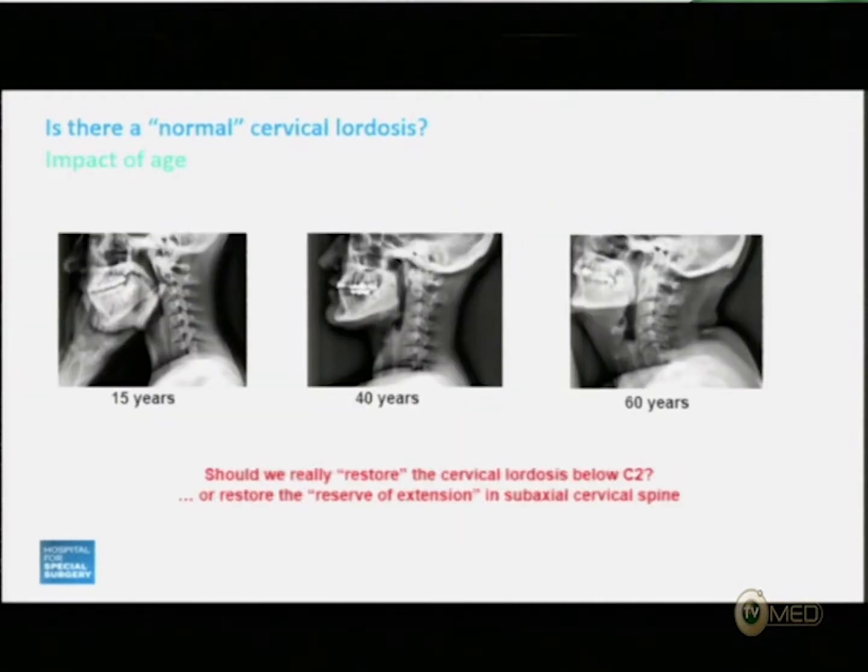And so this really raises the question: when you go to a cervical meeting, we always want to restore the cervical lordosis. But maybe that's not the correct objective. Maybe we need to restore the cervical curvature that this specific patient needs. And sometimes it's a flat neck. Sometimes it's a little bit of kyphosis. So how do we know?